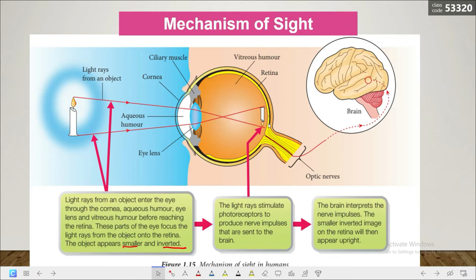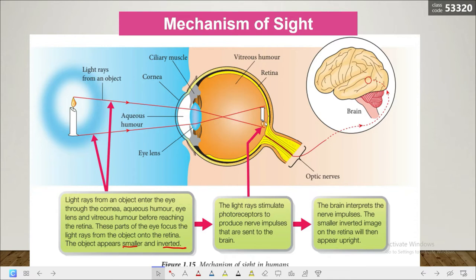Someone asked me, what is actually an impulse? Impulse is actually an electric signal. When the photoreceptors receive the stimulus, they need to change the stimulus into the impulse, because the brain can only interpret information in the impulse form. So the impulse is the information that will be sent to the brain, and the brain will interpret what you should do.